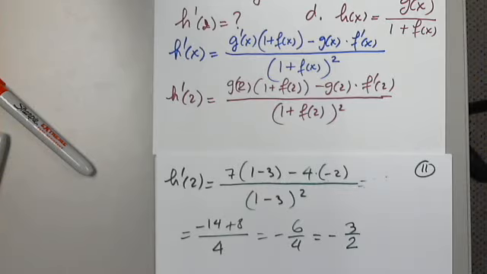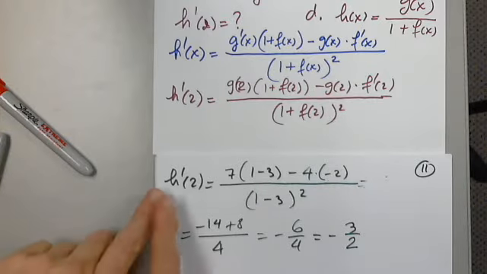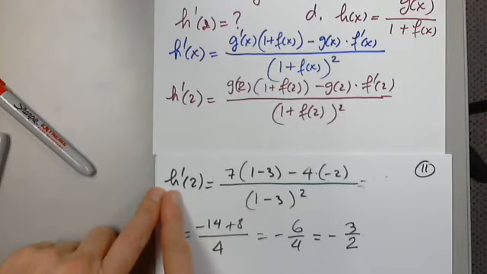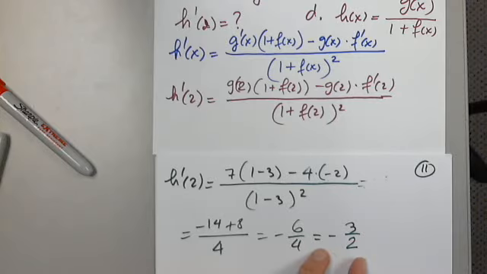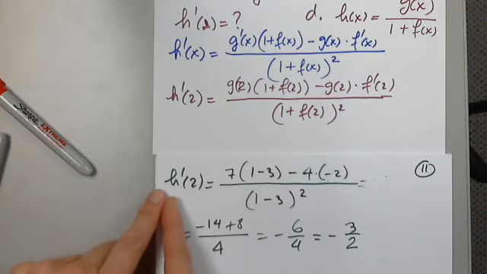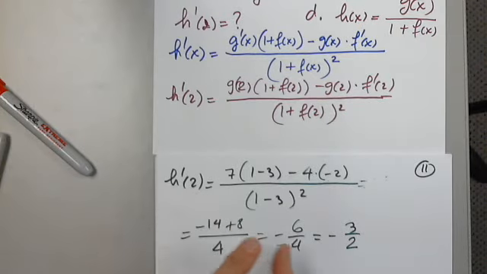What does this mean? It means that the slope of the tangent line to the graph of h when x is 2 is exactly negative 3/2. Yes, the rate of change of the function h when x is 2 is negative 3/2.